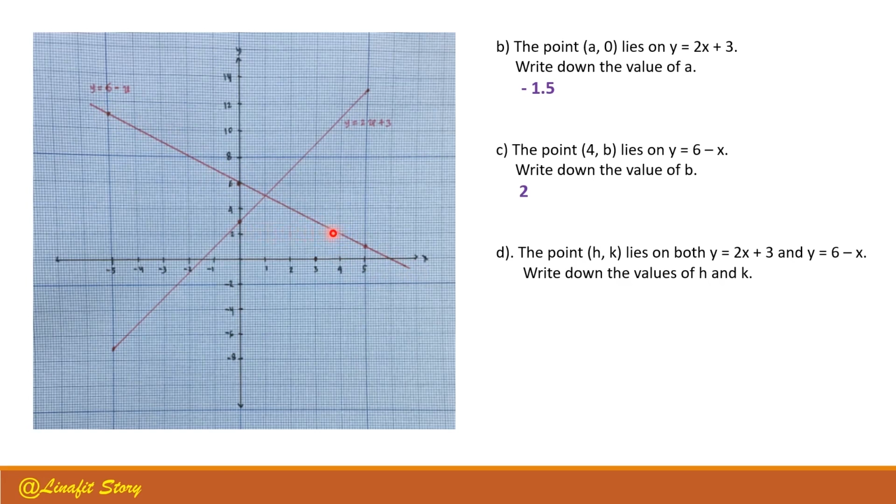Question D. The point (h, k) lies on both y is 2x plus 3 and y is 6 minus x. Write down the values of h and k. h is 1, k is 5.